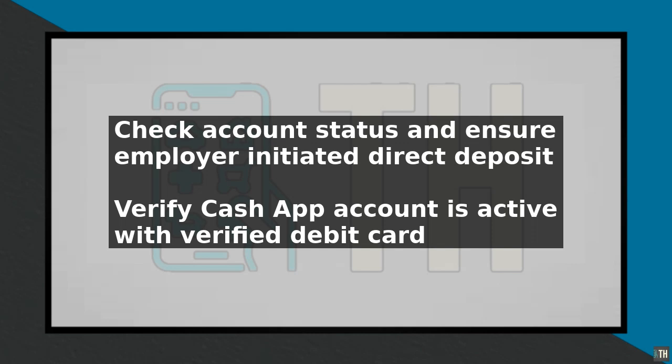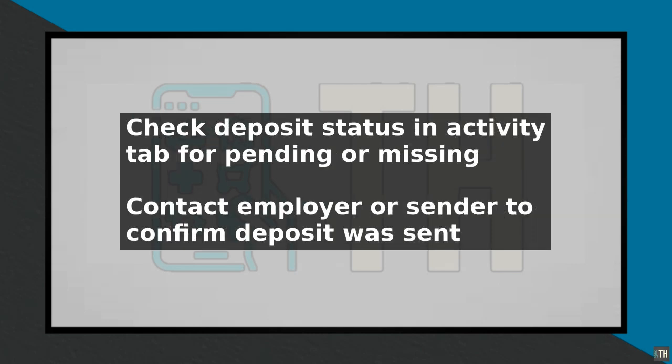Next, check the deposit status by logging into your Cash App account and navigating to the Activity tab. If the deposit is pending, wait for at least 2 business days for it to be processed. If the deposit is missing, contact your employer or sender to confirm that it was sent.